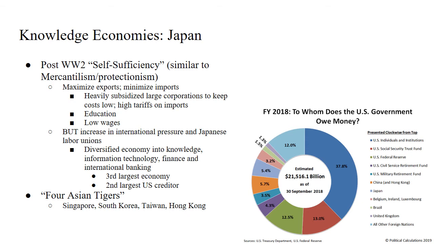But over time, an increase in international pressure for Japan to open its economy up, to allow foreign investment and imports into Japan, as well as Japanese labor unions demanding higher wages and more benefits, forced Japan to diversify its economy into the knowledge sectors and information technology areas, into finance and international banking, so that today Japan is, again, one of these centers of innovation and invention, and has a large sector of its economy devoted to the knowledge and information-based technology economy. In addition to being huge international bankers and financiers.